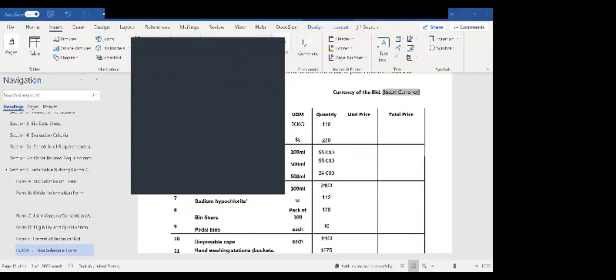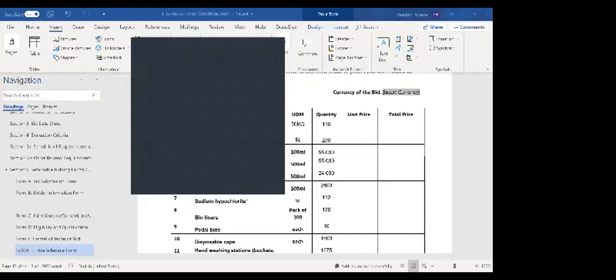Hi, on the sanitizers, because you indicated that in the e-tendering system for the 500 mils, you added the 55,000 and the 24,000. But since we have different packaging bottles, then the prices are going to be different. How then are we going to do it in the e-tendering system? Because the packaging also plays a part in the price.